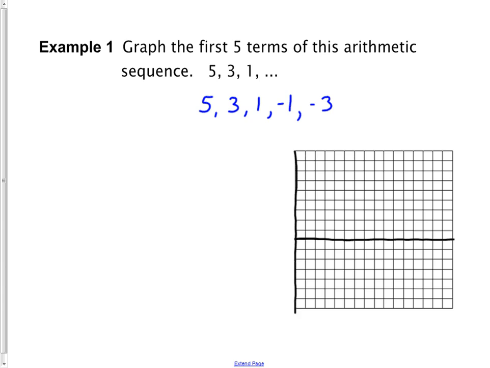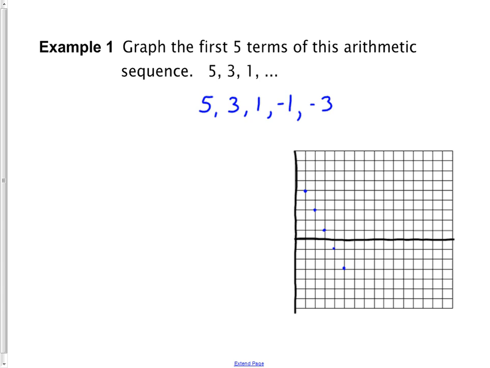At 1, the first number would be 5. At 2, the next number would be 3. The third term of the sequence would be 1. The fourth term of the sequence is negative 1. And the fifth term of the sequence is negative 3. When we are graphing, we're just plotting the points.